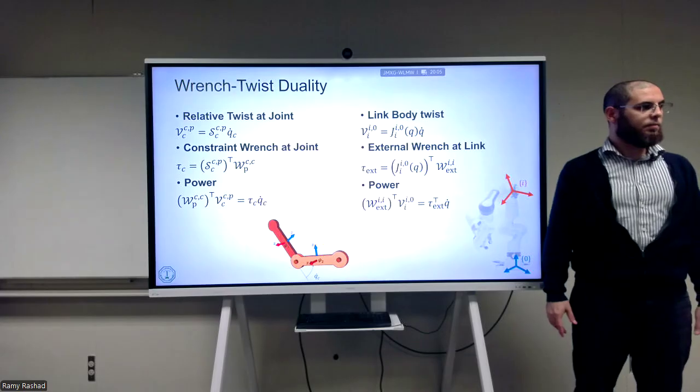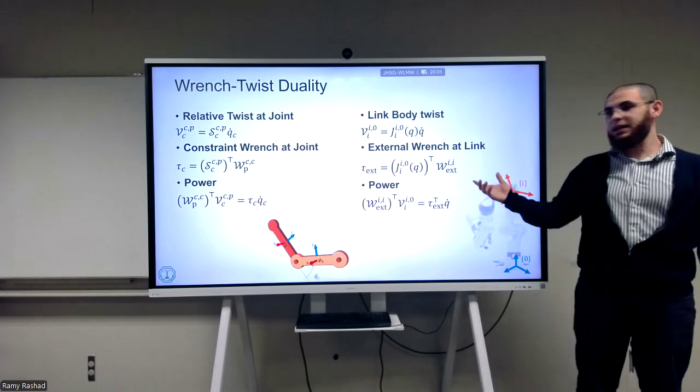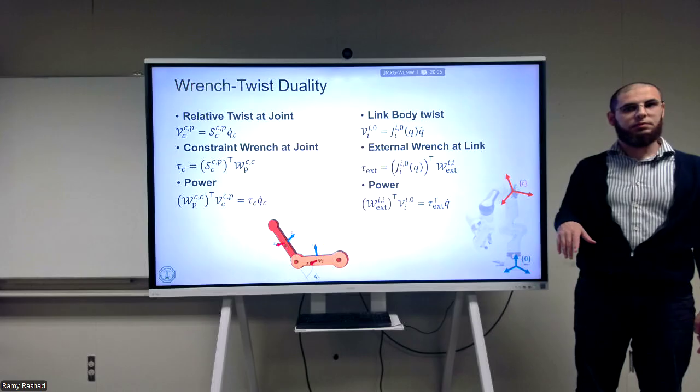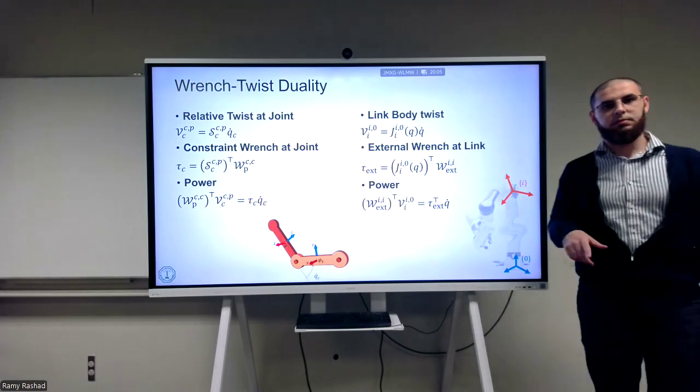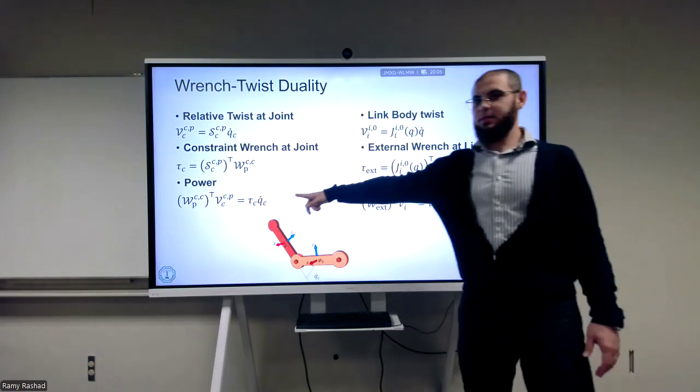Force of one on the other with the external force? Yes, exactly. Anything external to the robot itself. But the motor also could be something external. The motor we don't consider external. That's why you see this part.